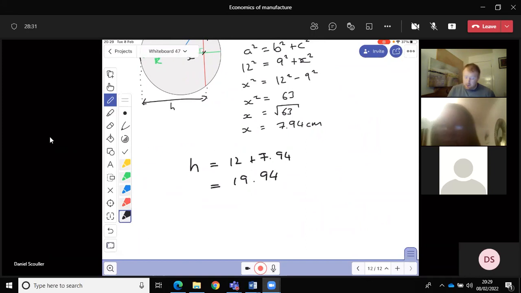Okay, remember units. Remember, ask for decimal places. 2 decimal places would be 19.94. 2 significant figures would be 20, because you'd have to round it up. Okay, so remember we'd have to round up. Okay, 20 centimetres to 2 significant figures.